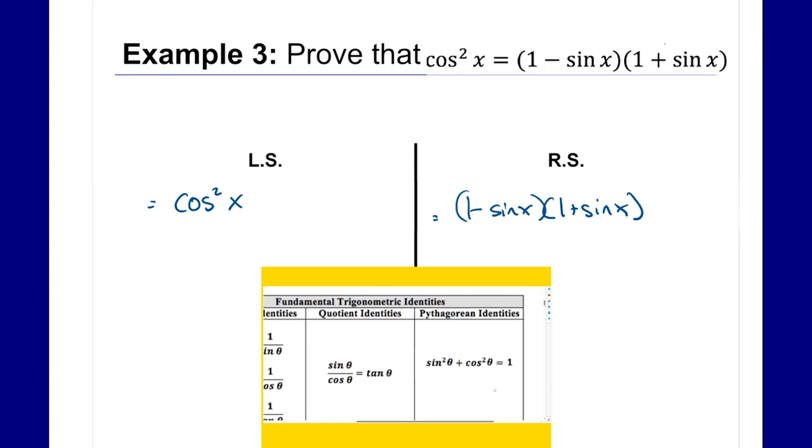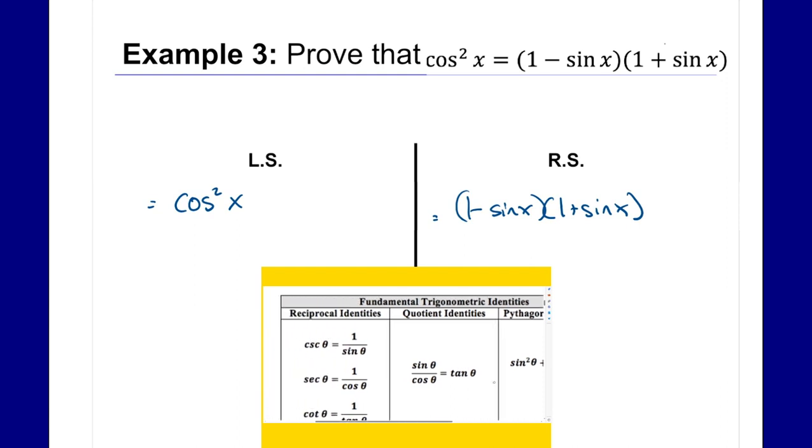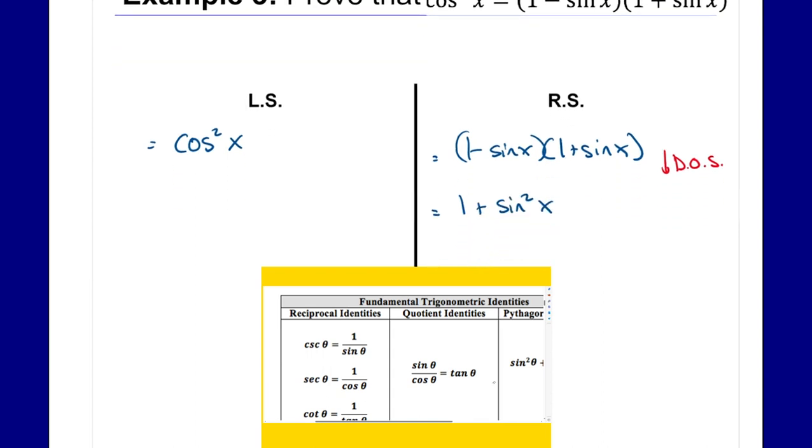Cos squared x, okay, can't really do anything with that. Right, it's already in cosine. If I look at my right side though, it does appear to be a difference of squares. So I can actually go through and multiply these together, and I get 1 minus sine squared x.